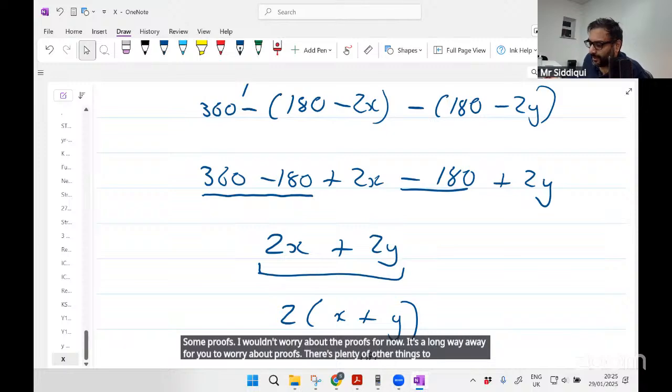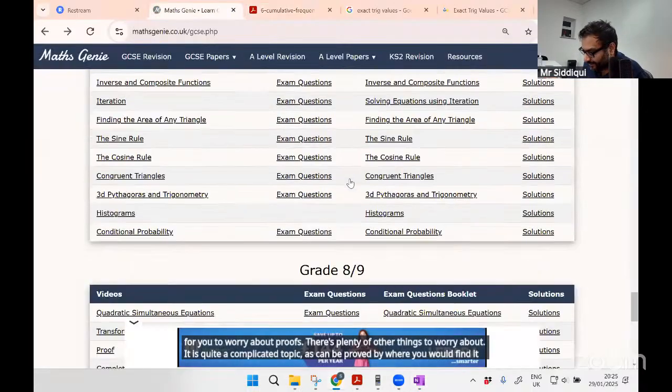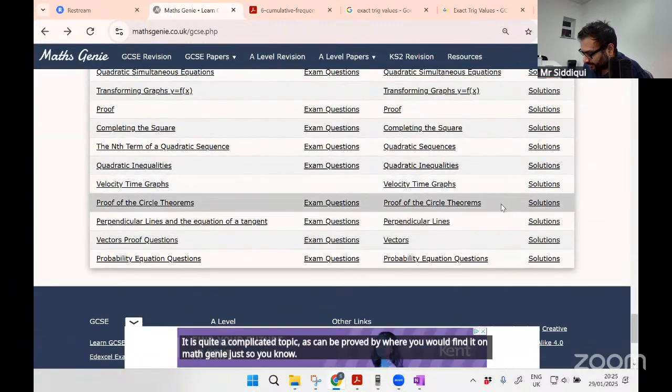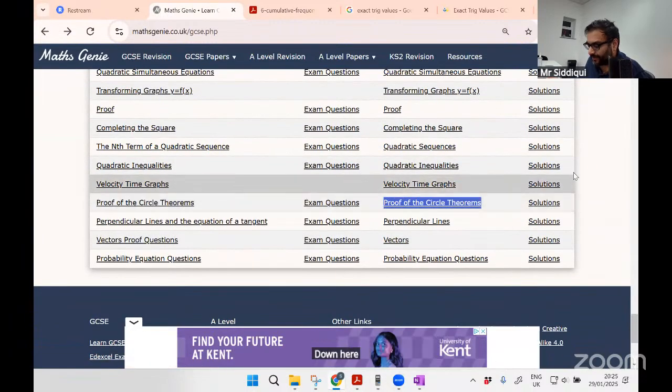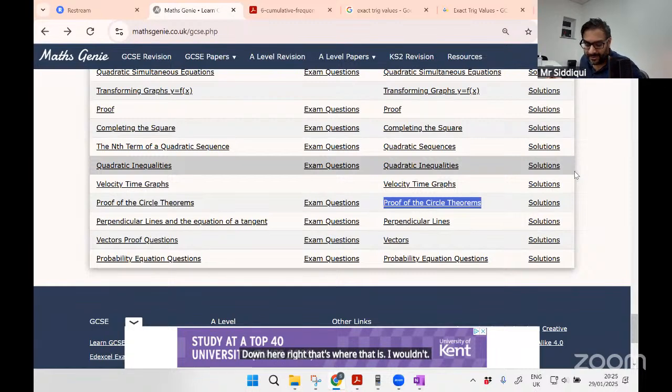It is quite a complicated topic, as can be proved by where you would find it on Maths Genie, just so you know. It is down here, right? That's where that is. So I think there's other things to focus on.